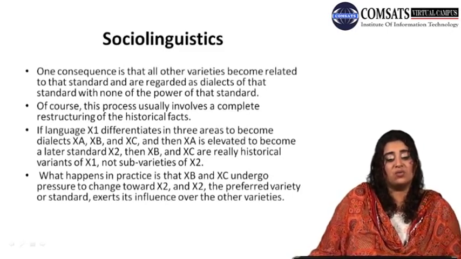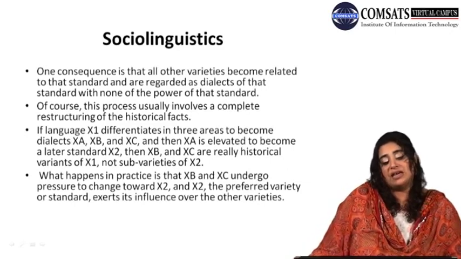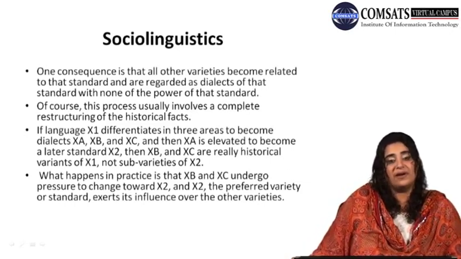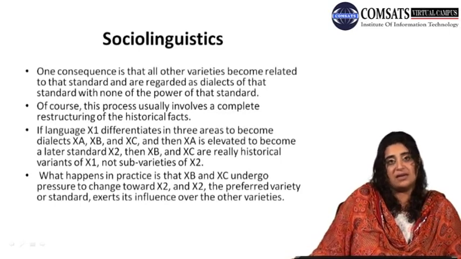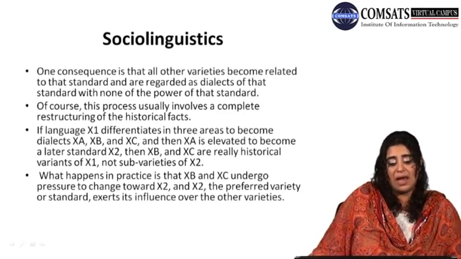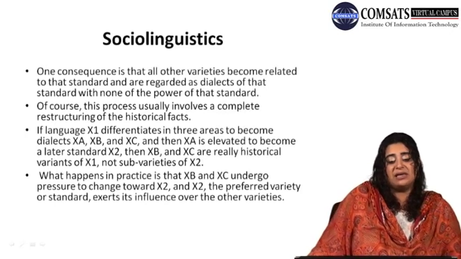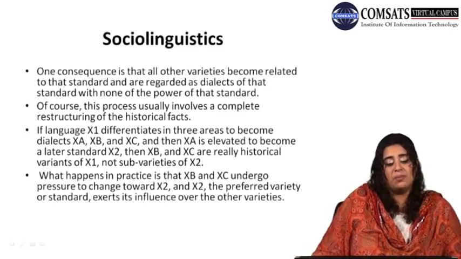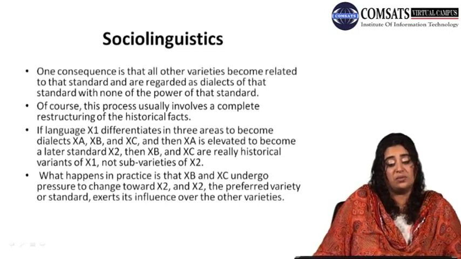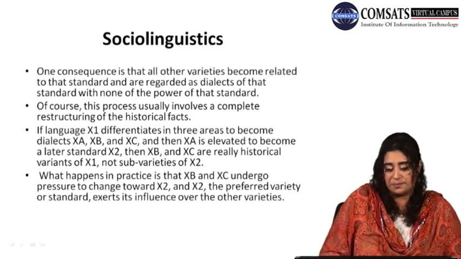So if language X1 differentiates in 3 areas to become dialects XA, XB, and XC, then XA is elevated to become a later standard X2. Then XB and XC are really historical variants of X1, not subvarieties of X2. So what happens in practice is that XB and XC undergo pressure to change towards X2. The preferred variety, or standard, exerts its influence over the other varieties.